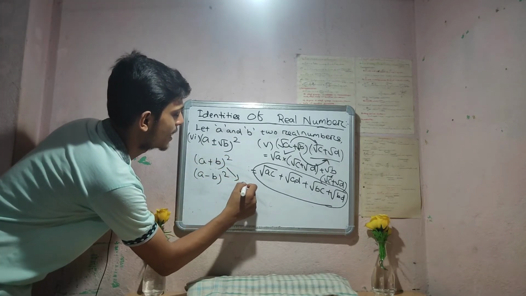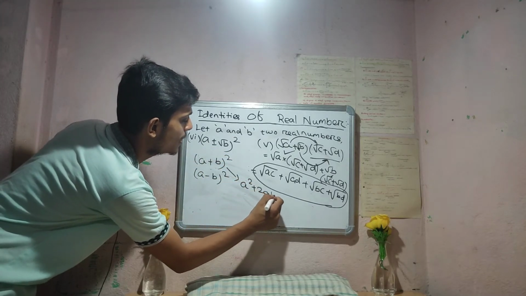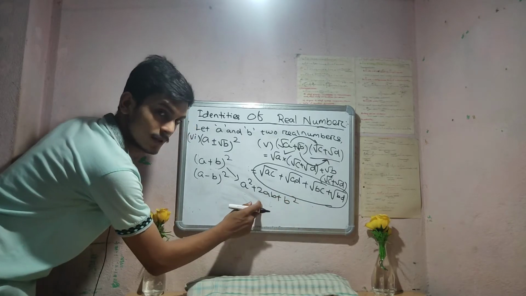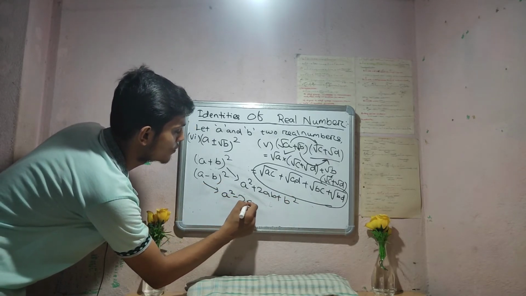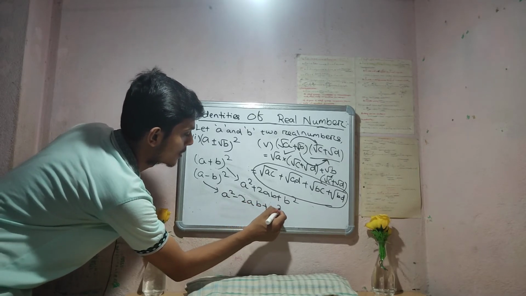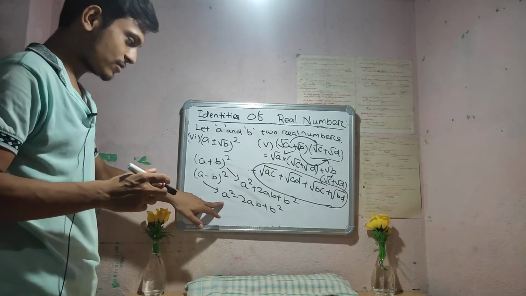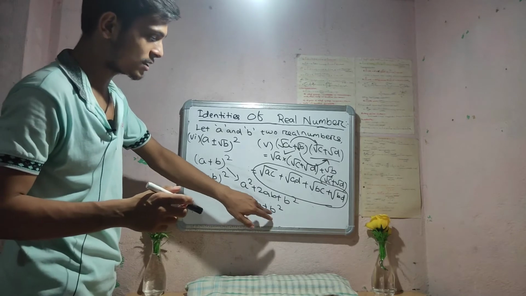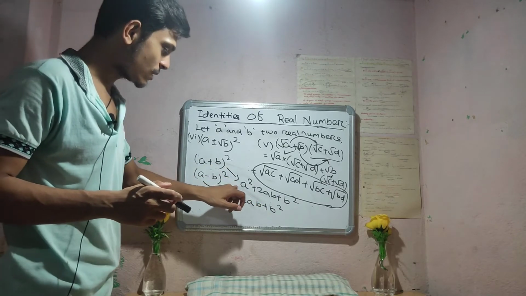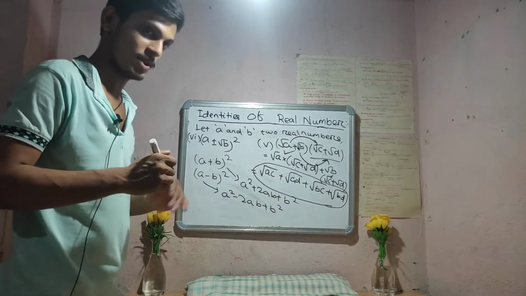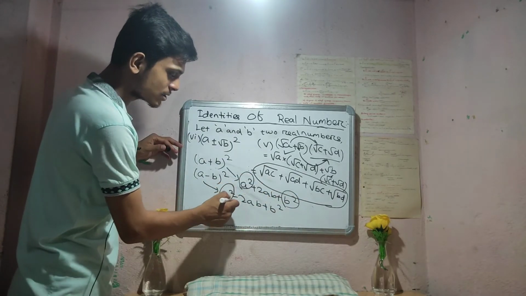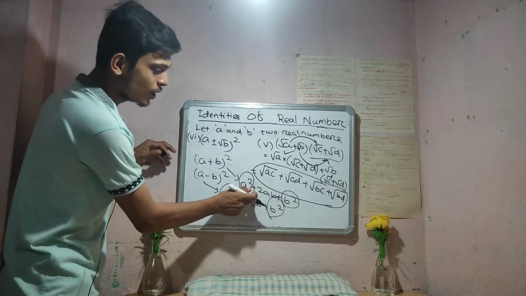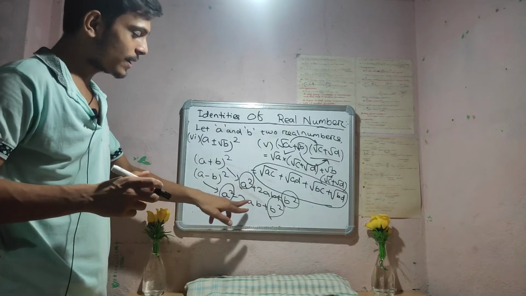That is a square plus 2ab plus b square. Here is my point. Then this is a square minus 2ab plus b square. Yes or no? A square minus 2ab plus b square, and (a plus b) whole square equals a square plus 2ab plus b square. See, here a square is also there, also b square. Here also a square, here also b square. But 2ab is positive here, negative here.